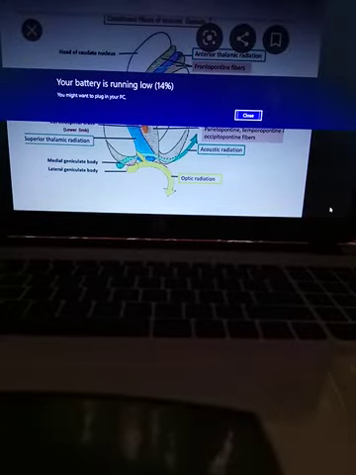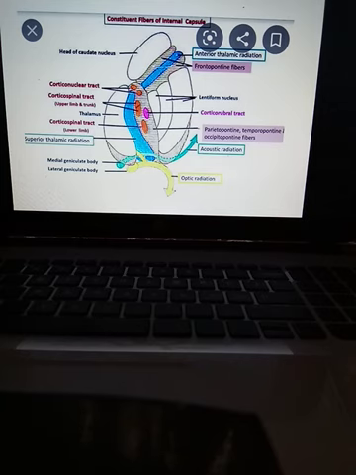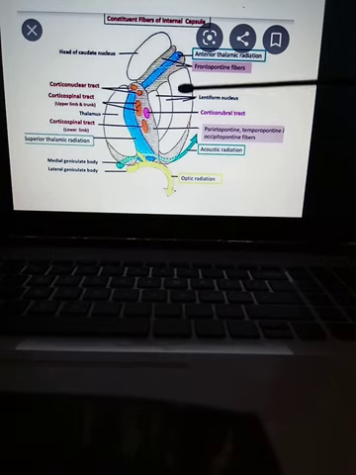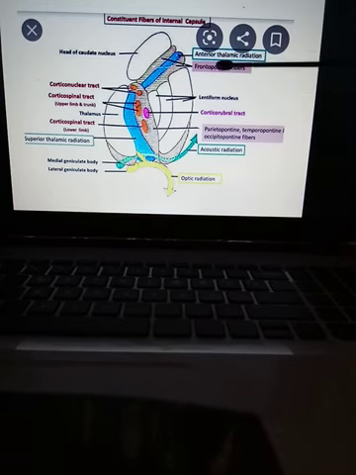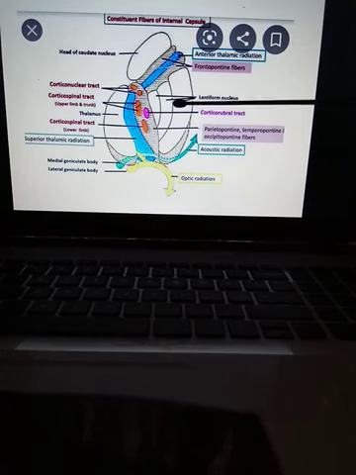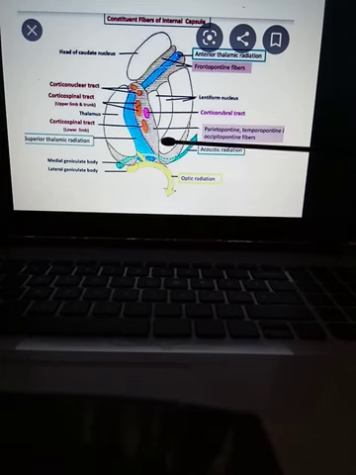Then similarly you have the corticothalamic fibers. They go from the cerebral cortex to the thalamus. After that come your extrapyramidal fibers. They include your corticostriate, that is from the cortex to the caudate and the lentiform, then corticorubral, from the cortex to the red nucleus, and then the corticoreticular, from the cortex to the reticular formation.